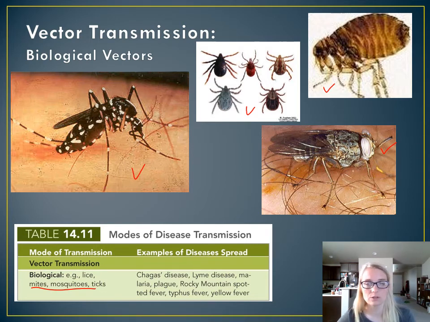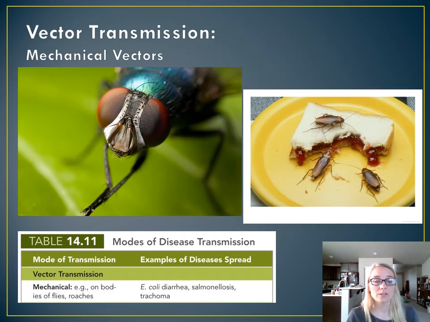And there's a lot of these. There's lots of our infectious diseases that are vector-borne. So Chagas disease, Lyme disease, malaria, plague, Rocky Mountain spotted fever, typhus, and yellow fever. So biting insects are the biological. Okay, so excuse me, our other vector is mechanical vectors.